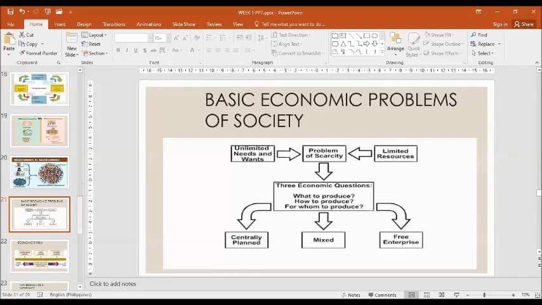Okay, so there are basic economic problems in our society that are present across all countries. And that is the problem of scarcity. This problem of scarcity arises because resources of all types are limited. So we have limited resources and the population has unlimited needs and wants. So the problem is scarcity.